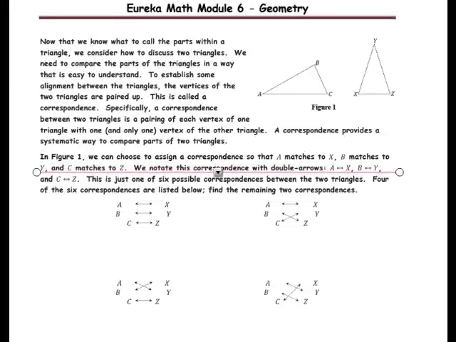We notate this correspondence with double arrows. A corresponds to X, B corresponds to Y, and C corresponds to Z. This is just one of the 6 possible correspondences between the two triangles. 4 of the 6 correspondences are listed below. Find the remaining 2 correspondences.